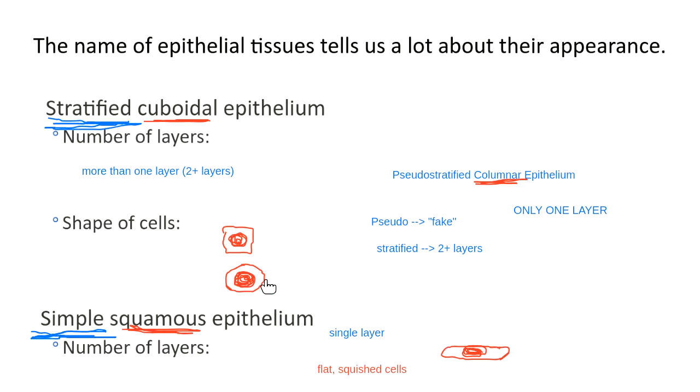When I talk about a columnar cell, these are cells that look like a column. That's how they got their name. They're columnar. And if you're describing what a columnar cell looks like, it's much taller than it is wide. It's kind of column shaped.